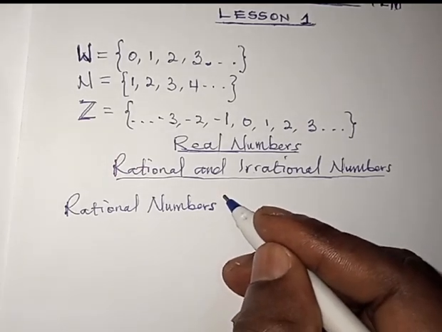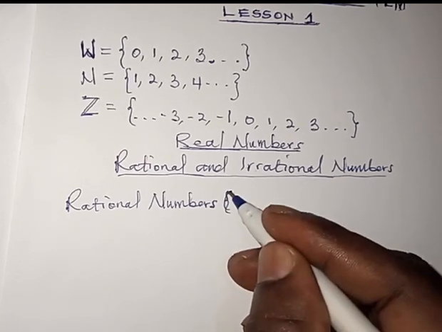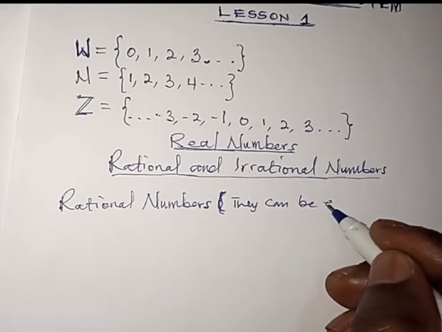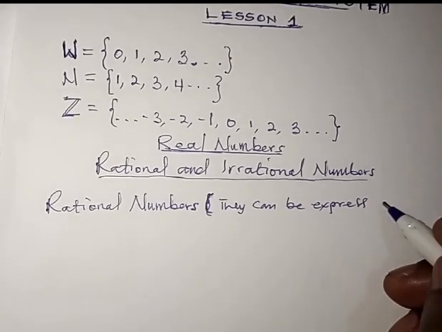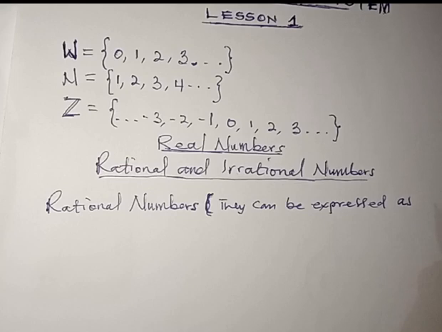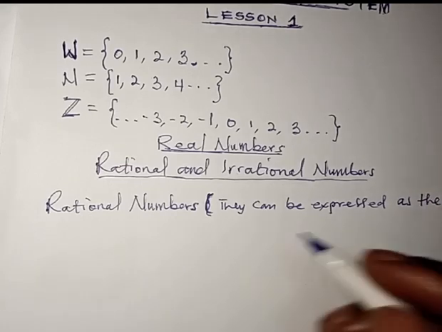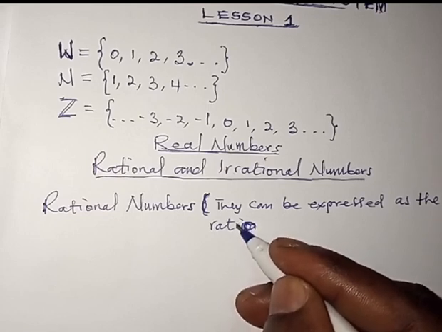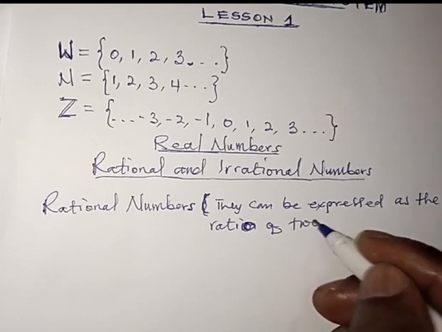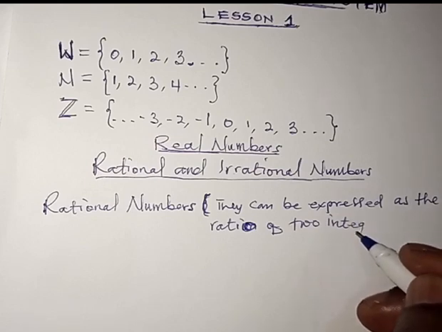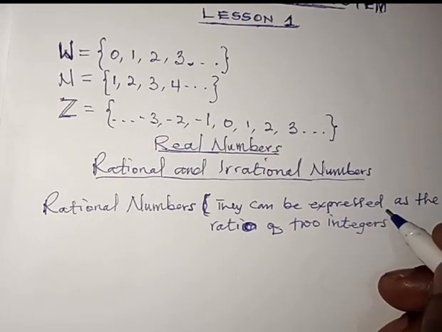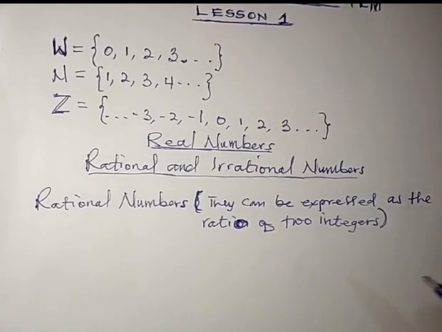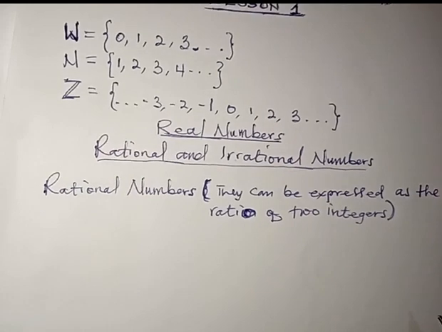So we say that rational numbers can be expressed as the ratio of two integers. So this is what? Rational numbers.